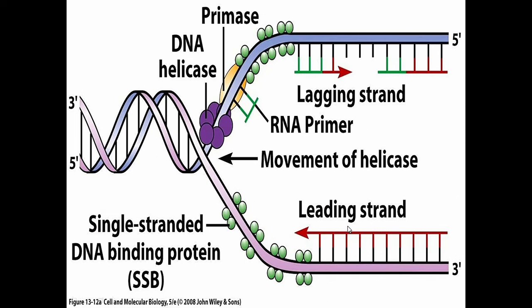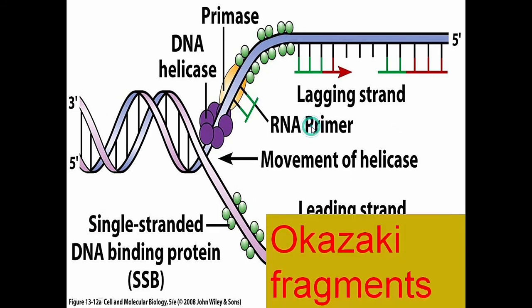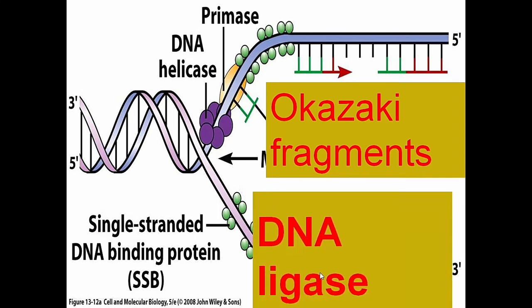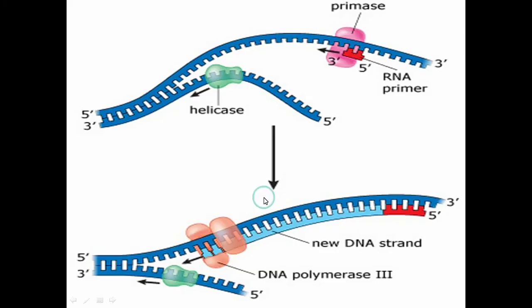What is the polarity of the leading strand? 3'-5'. What is the polarity of the lagging strand? 5'-3'. In the lagging strand, the DNA fragments are synthesized discontinuously. These segments are called Okazaki fragments. At the end of the replication, the Okazaki fragments, that is the short DNA segments, are connected together by the DNA ligase enzyme.